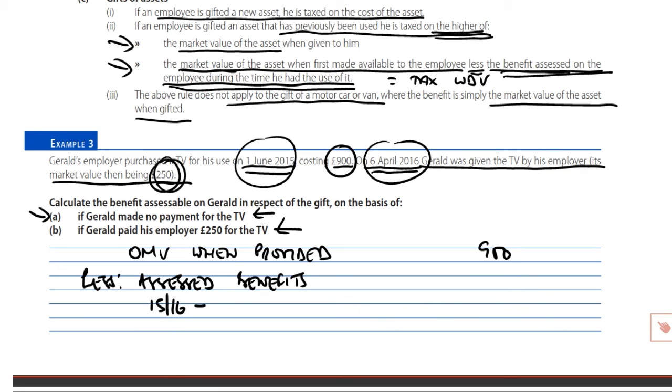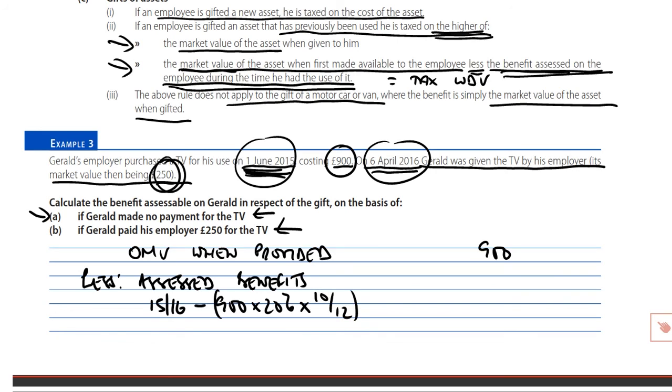Now we know that the annual benefit is based on what was that original market value, 900 times 20%, the use of an asset. But that is an annual benefit, and this was not available throughout the entirety of the 2015-16 tax year. Therefore it needs to be time apportioned. Gerald only got it from the 1st of June 2015. So count through from the 1st of June 2015 to the 5th of April 2016, and that, I hope you will agree, is 10 months.